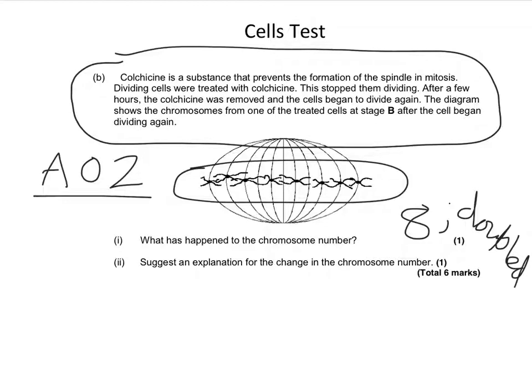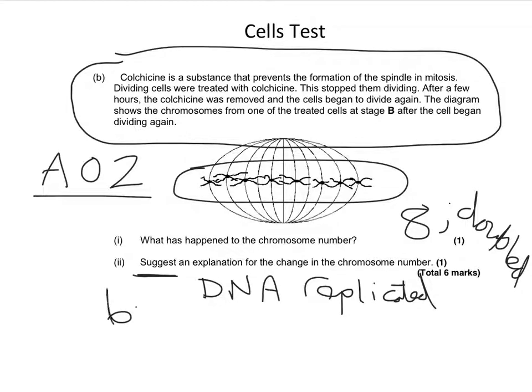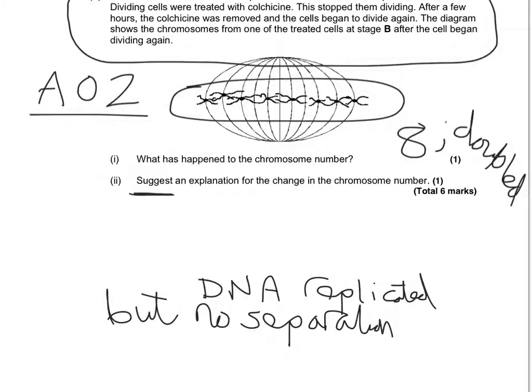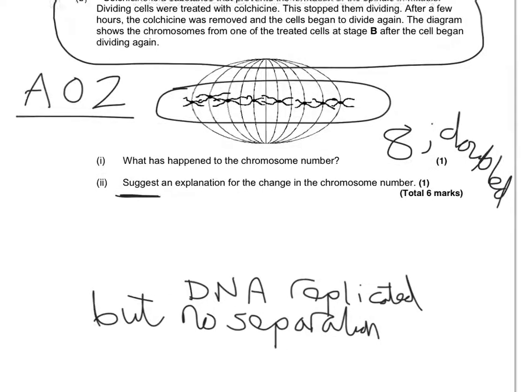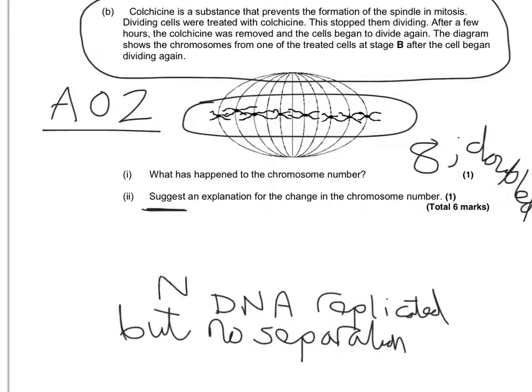So looking at the next question, it has this command word suggest. Suggest is an interesting thing because there are several answers you can include. So you need to suggest why it has doubled. Well, basically the DNA has replicated. Definitely it's replicated because it's gone from 4 to 8. But there's been no separation, or you can say that there's no cell division. So there's no cell division there.